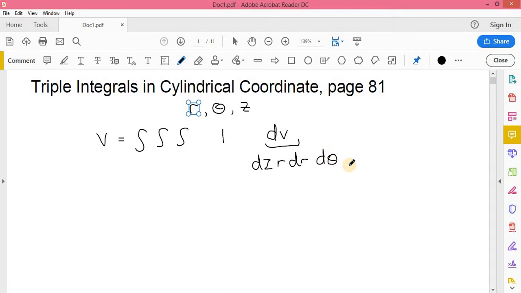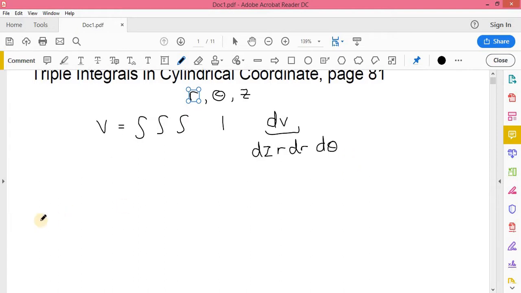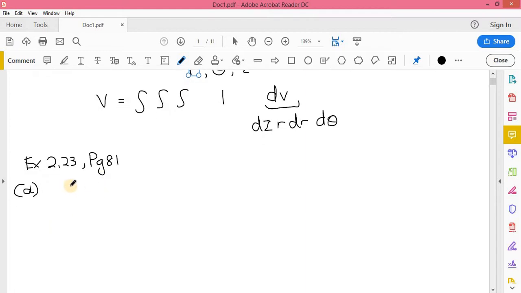Before we learn how to solve the triple integrals by using cylindrical coordinates, let's look at example 2.23. This is about how to convert from Cartesian coordinates to cylindrical coordinates. It is on page 81, question A. By changing to cylindrical coordinates, evaluate the following triple integrals. So this is the question.